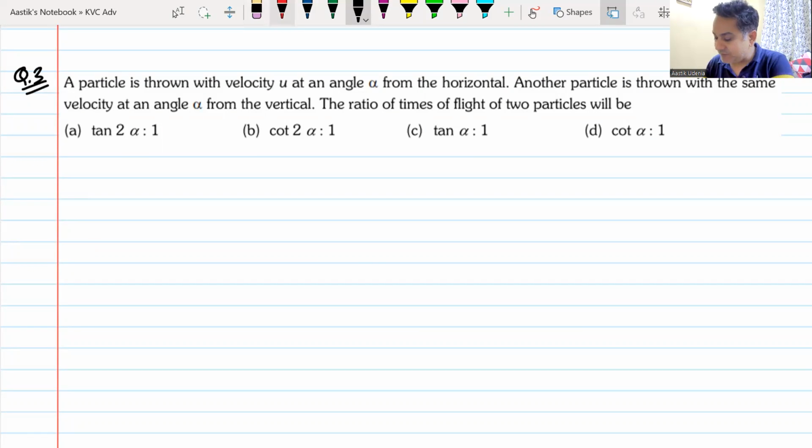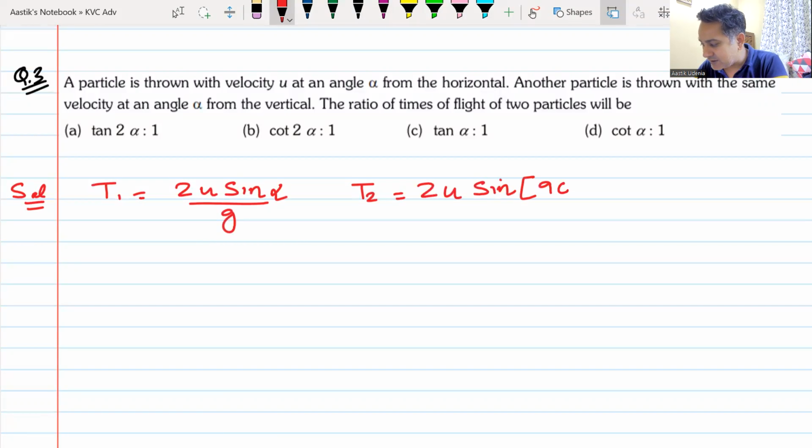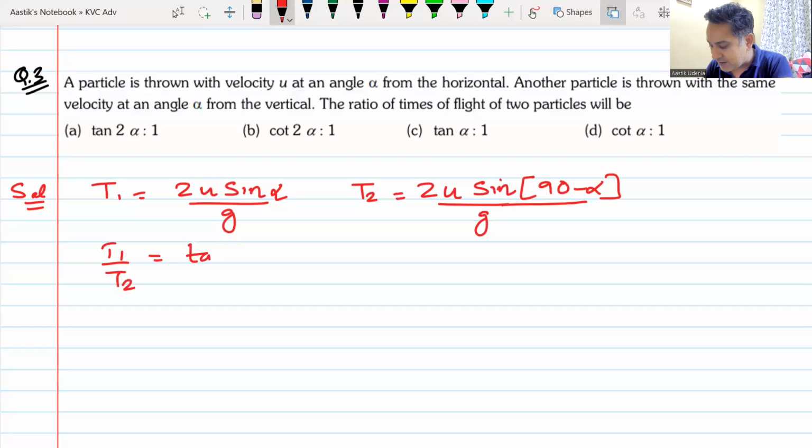So, how are we supposed to solve this? Time of flight T1 is 2u sine alpha by g. This is the angle with the horizontal, my dear friends. T2, the second time of flight, is 2u sine of, now alpha is with the vertical, so with the horizontal the angle is 90 minus alpha, by g. Sine of 90 minus alpha is cos alpha. You divide T1 by T2 and you end up with tan alpha.